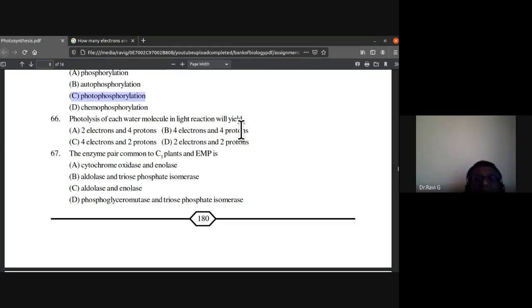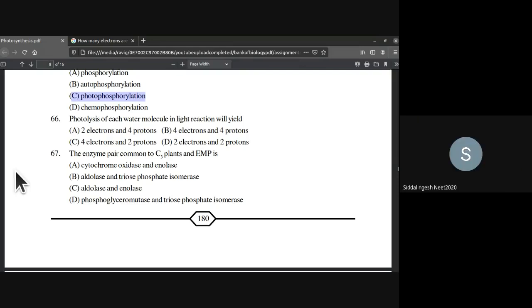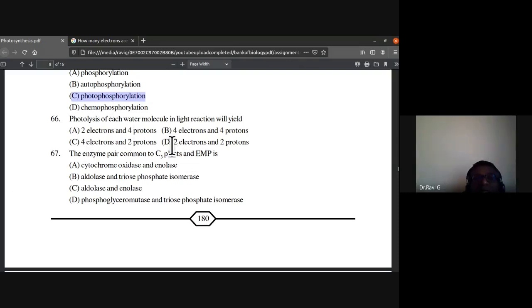Okay, so it is not a balanced reaction. How many electrons and protons are yielded by one water molecule? Photolysis of each water molecule in light reaction will yield two electrons and two protons, sir. 66th, D is the answer. Two electrons and two protons.